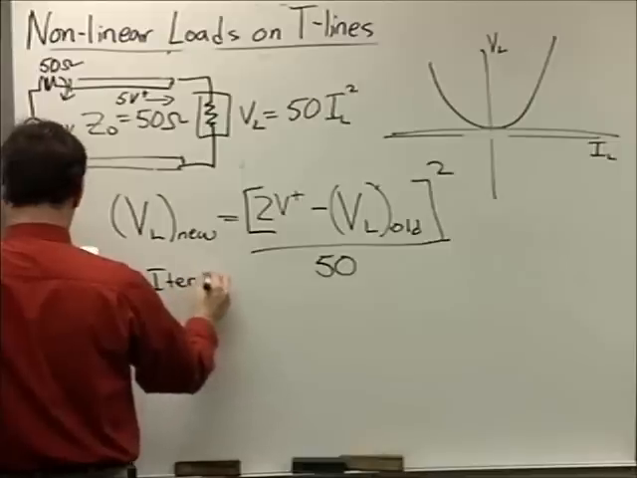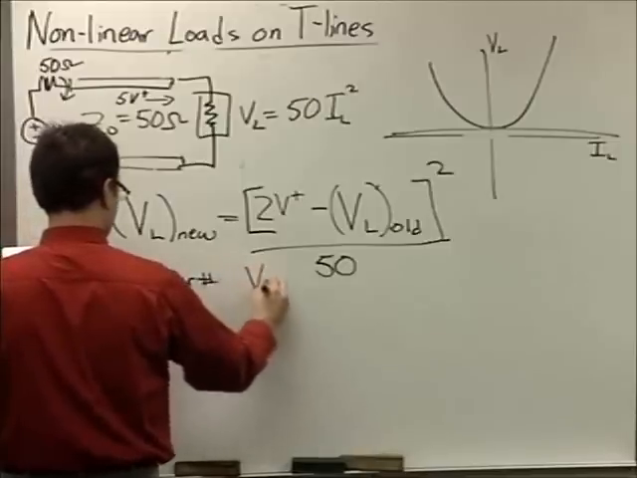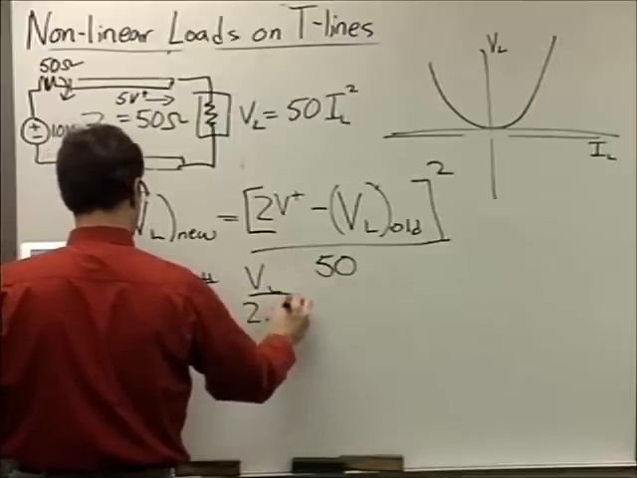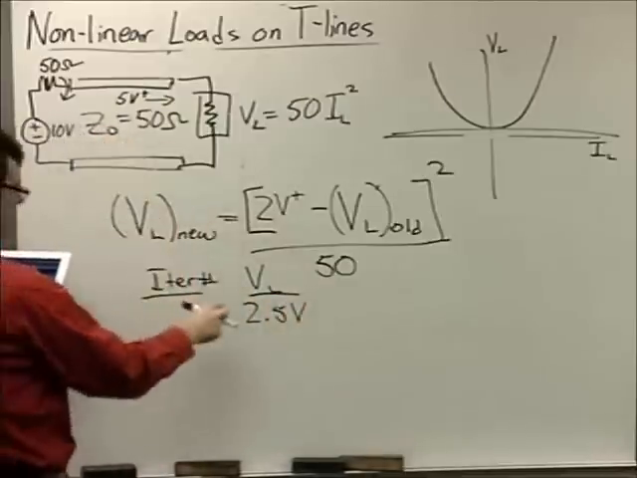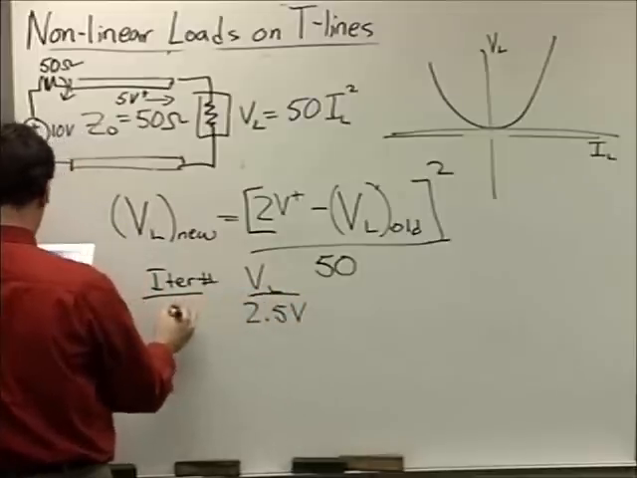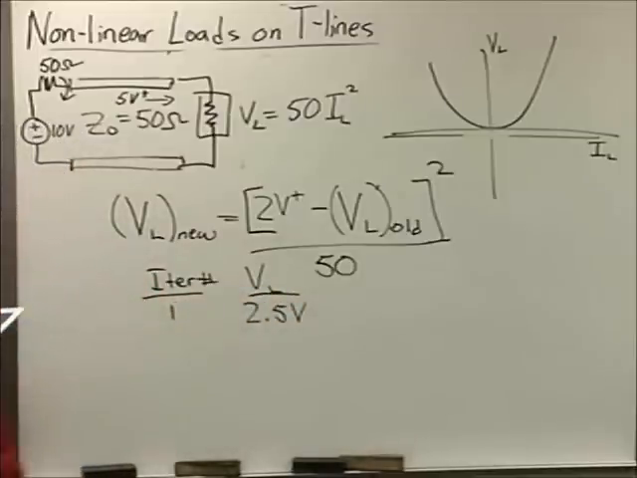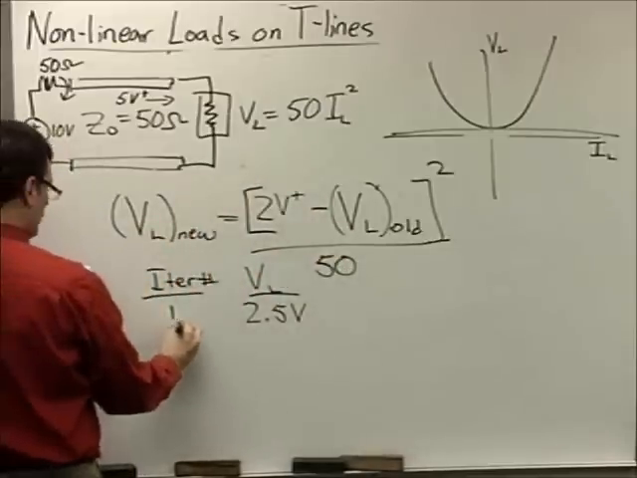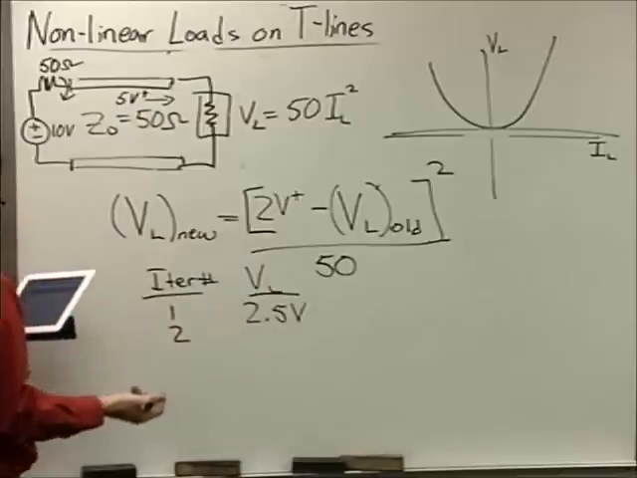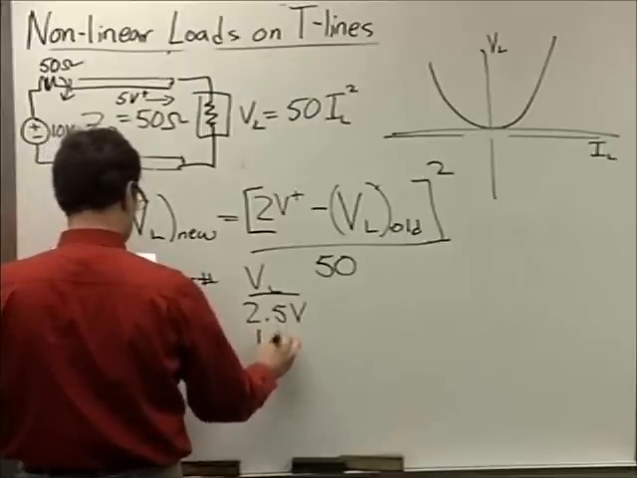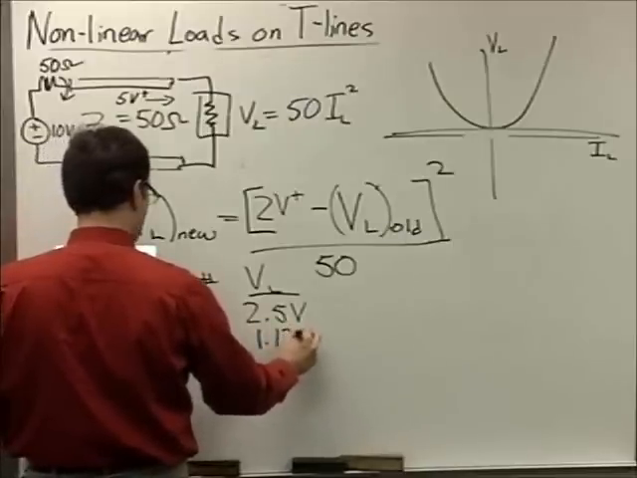Iteration number 1, VL, 2.5 volts. I'm just going to guess 2.5 volts. It's half of the 5 volts that's striking the load. That's iteration number 1. I plug it into this equation. I calculate my V new. That becomes my next value for my load voltage. And it turns out it's smaller than I originally thought. It's 1.125 volts.